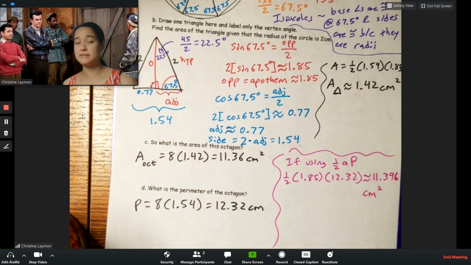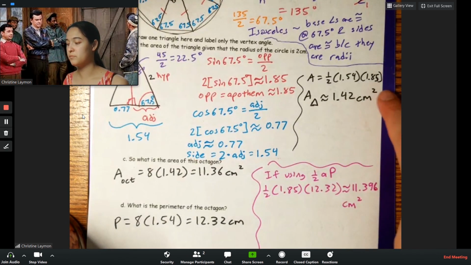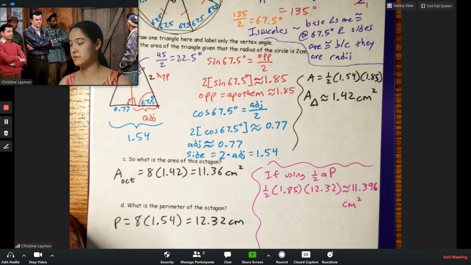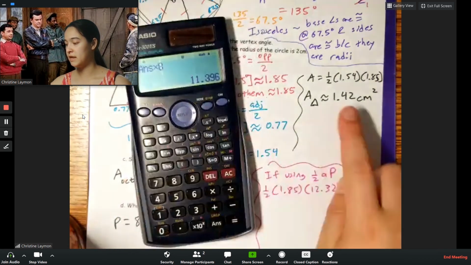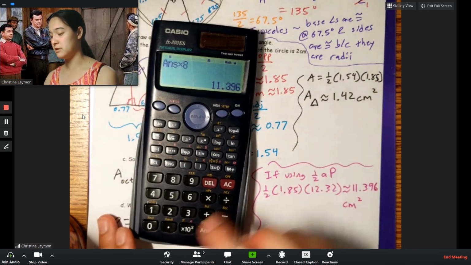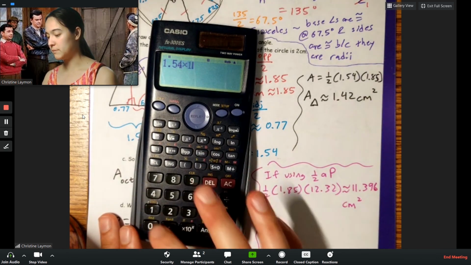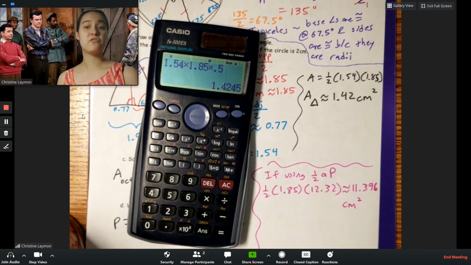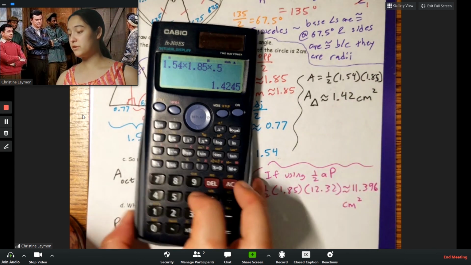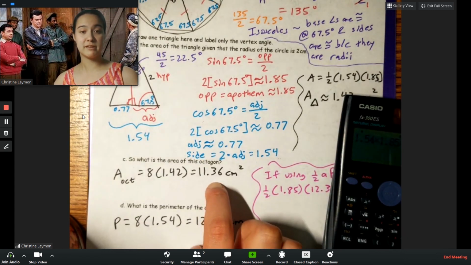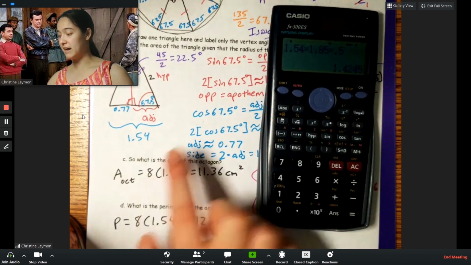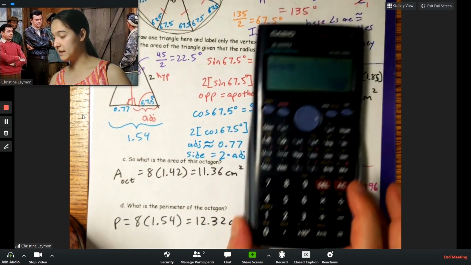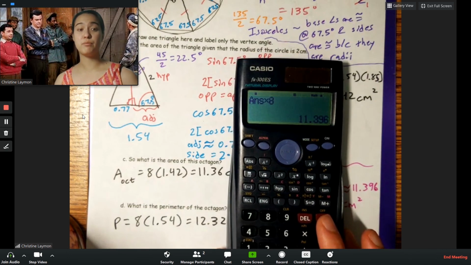Now notice why this is. I rounded at a different place, and this is important. So come back up to here. Notice what happened, I had to round to get those values when I got down to that 1.42. So let me show you again what happened up here. 1.54 times 1.85 times 0.5. I truly got out 1.4245, not just 1.42. When I used 1.42, I got out 11.36. Let's see what happens if I do 8 times that value. So times 8, now I get the 11.396.